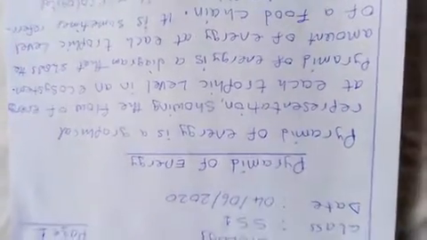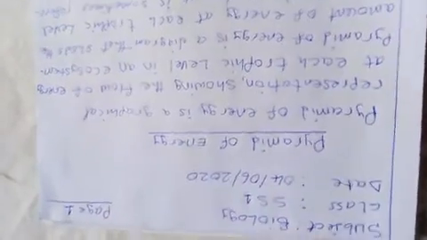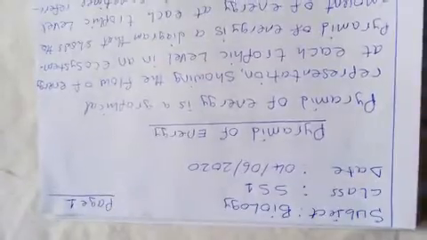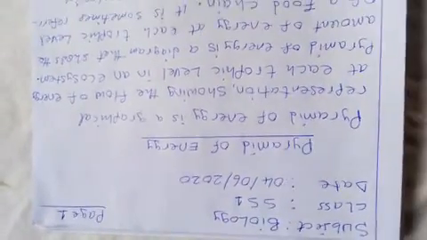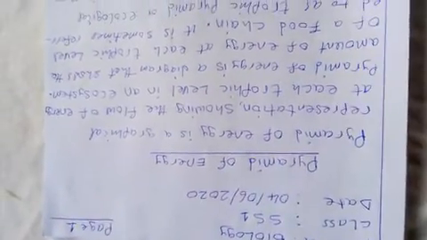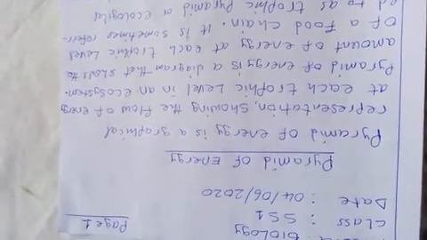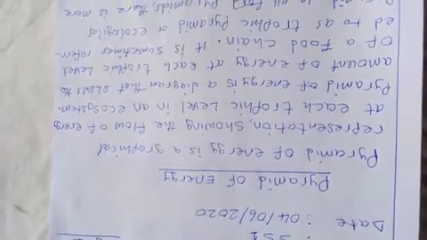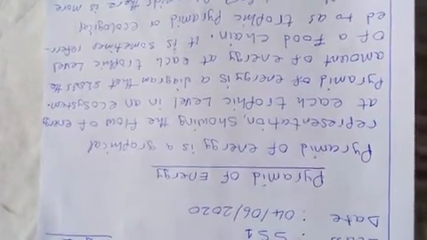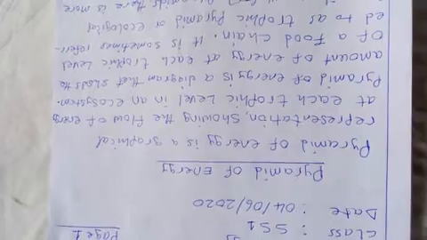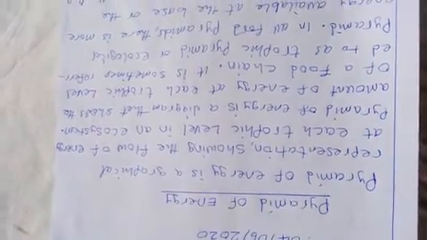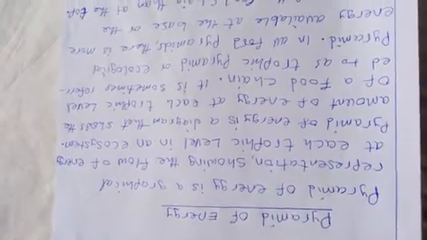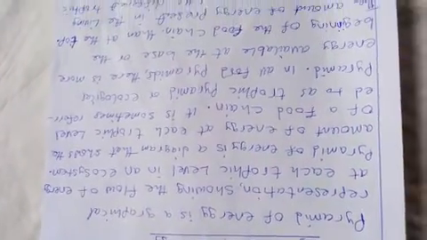So I want us to quickly look at pyramid of energy and pyramid of biomass this morning. Pyramid of energy is a graphical representation showing the flow of energy at each trophic level in an ecosystem. Pyramid of energy is a diagram that shows the amount of energy at each trophic level of a food chain. It is sometimes referred to as trophic pyramid or ecological pyramid.